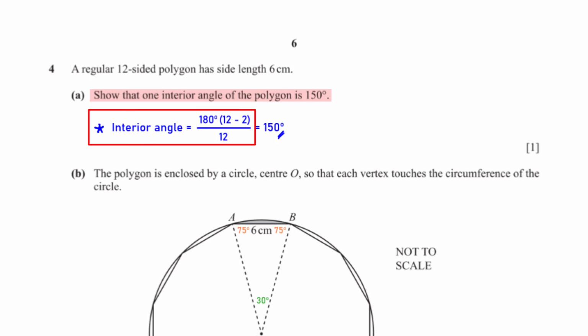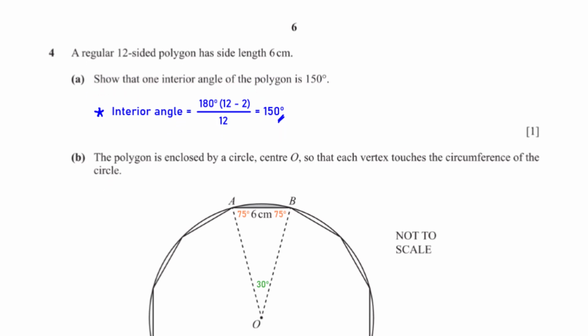The formula for the size of an interior angle of a regular polygon is 180 degrees times (n minus 2) divided by n, where n in this case is 12. This gives us 150 degrees.